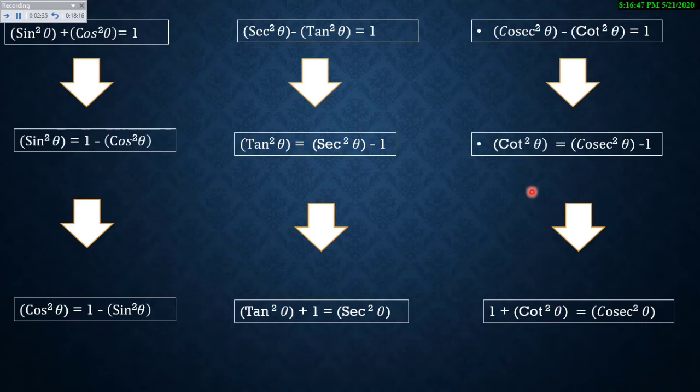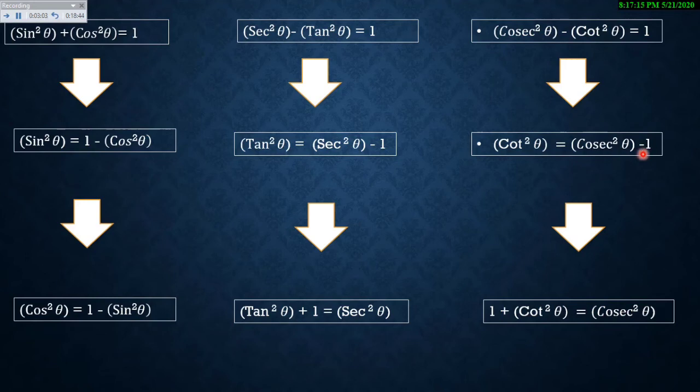Now next is cot square theta. From here only we can find it. I'll send this 1 to the RHS, and I get cot square theta equals cosecant square theta minus 1. How did we get it? From here we send this 1 to the RHS, and we get cot square theta equals cosecant square theta minus 1.